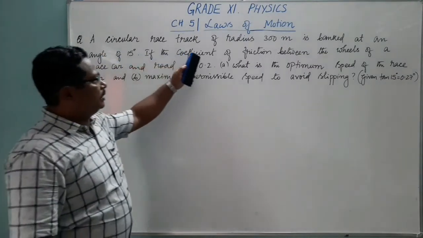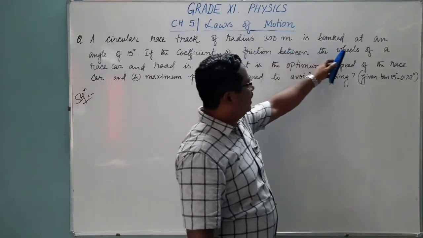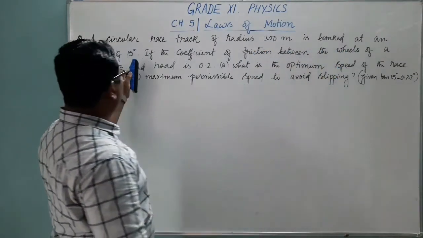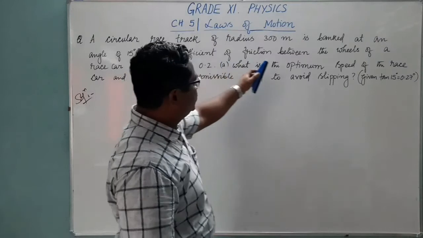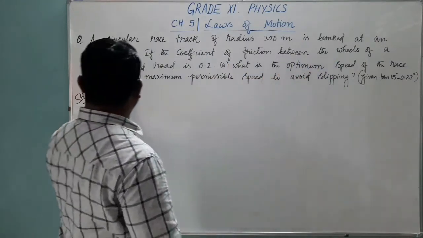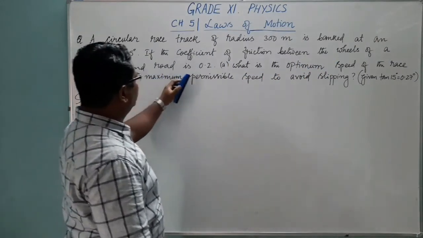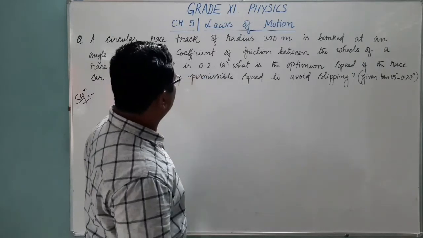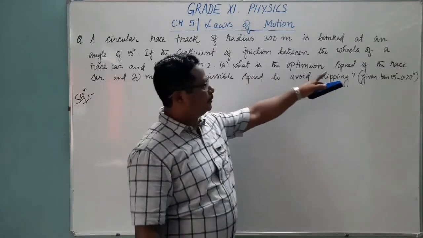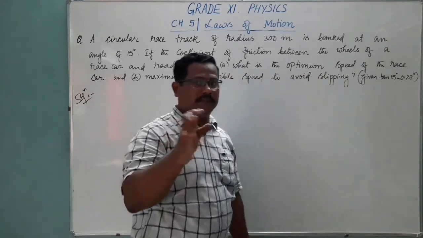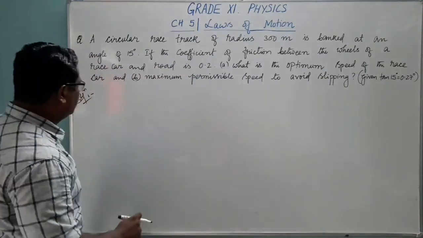A circular racetrack of radius 300 meter is banked at an angle of 15 degree. If the coefficient of friction between the wheels of a race car and the road is 0.2, it's a banked road. So what is the optimum speed? Optimum speed means if there is no friction, then what is the speed they are asking?